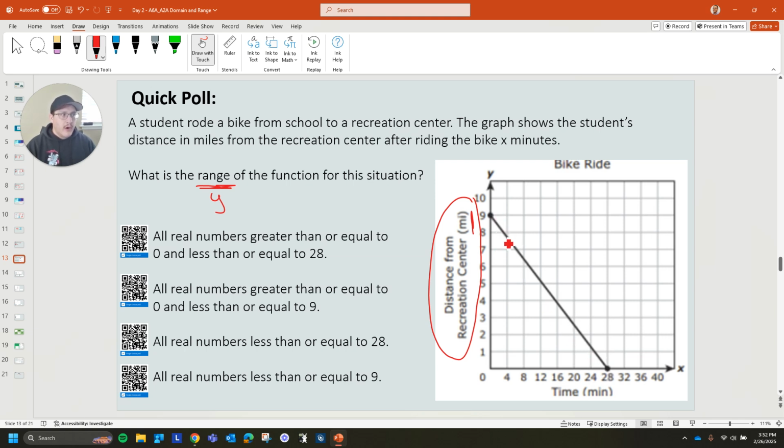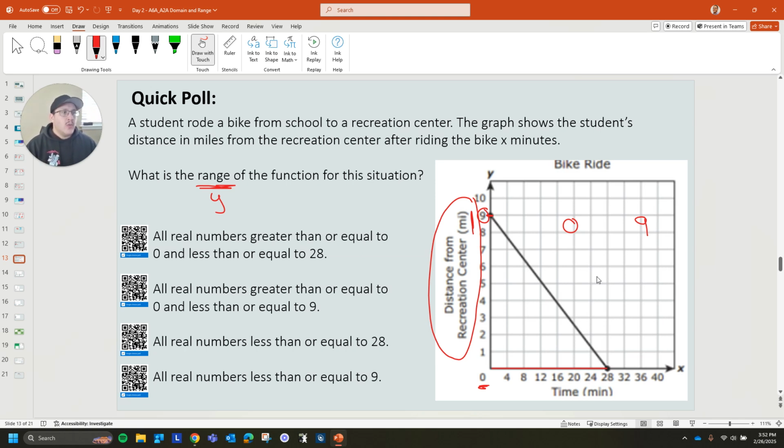So what are my numbers all the way at the bottom of this graph? They start right here. It looks like they start on the y-axis as 0. So somewhere, 0 has to be in my range. Where do they end? At the top. And we know they end because there's no arrows. They're solid dots. Where does it end at the top? It ends on the y-axis, 9. So we know that for the y values, it has to be between 0 and 9.